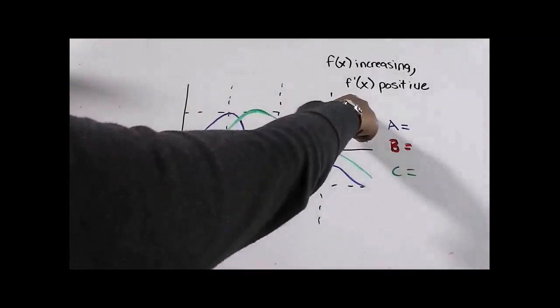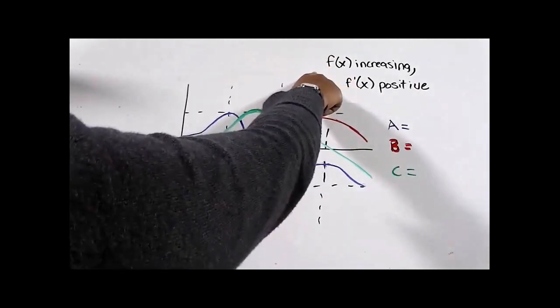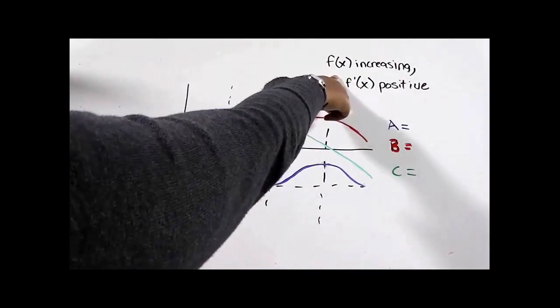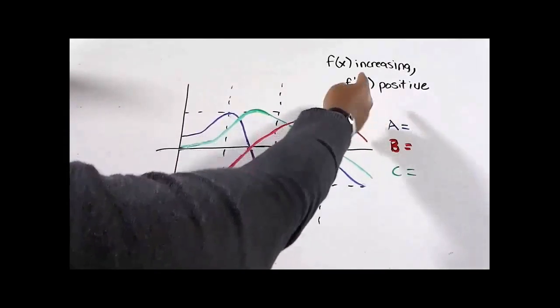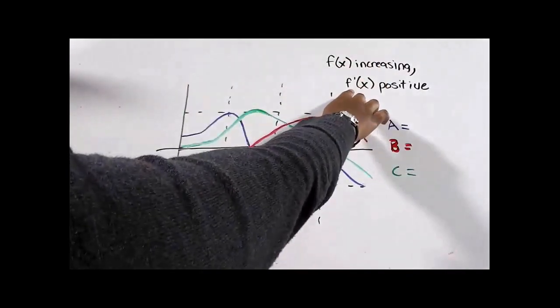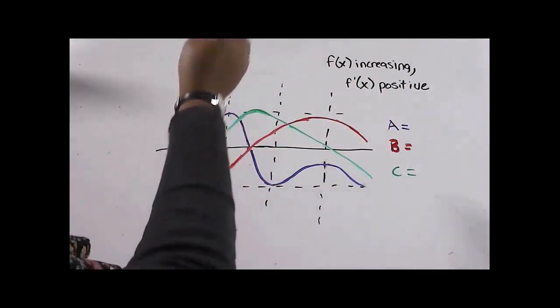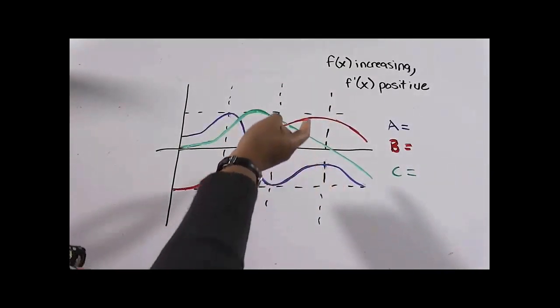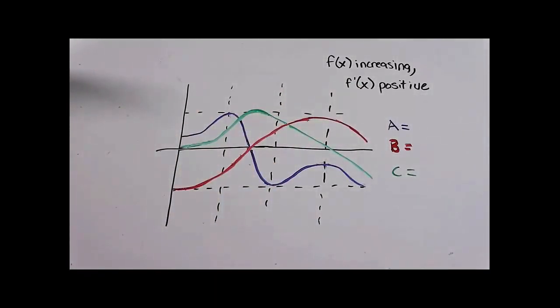So here, I've just put a key relationship between the graph and its derivative. When the graph of a function f of x is increasing, then the derivative of that graph is positive and vice versa. What I mean by that is when f of x is increasing, the derivative of that graph is above the x-axis. And when f of x is decreasing, the slope is negative, then the derivative of that graph is below the x-axis. So this is going to help us figure out which one is the derivative of which graphs.